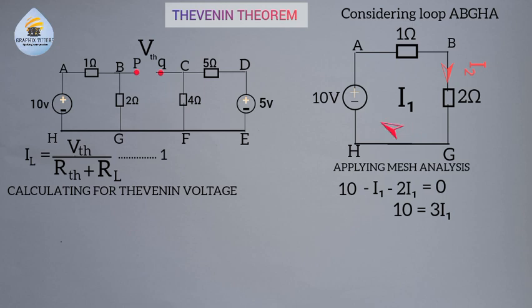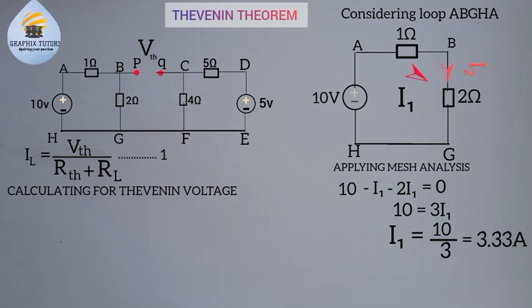So if I make I1 the subject of the formula, I'll divide both sides by 3, right? So I1 becomes 10 over 3, and that will give us 3.33 ampere. Now, if you look closely, it means that the current flowing through BG, you can see this BG, this branch here, that is the current flowing through the resistor 2, is given as 3.33 ampere.